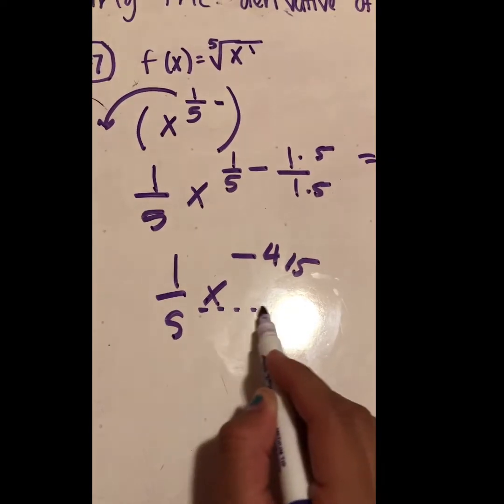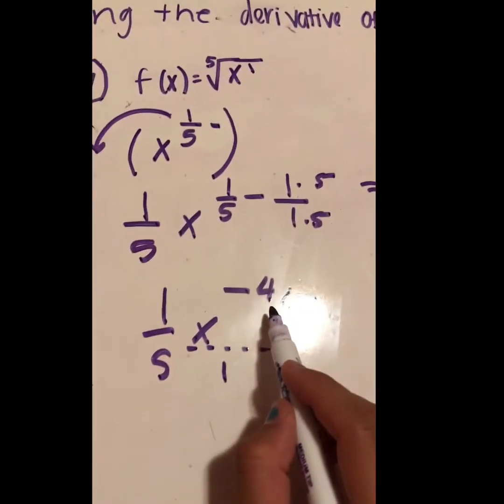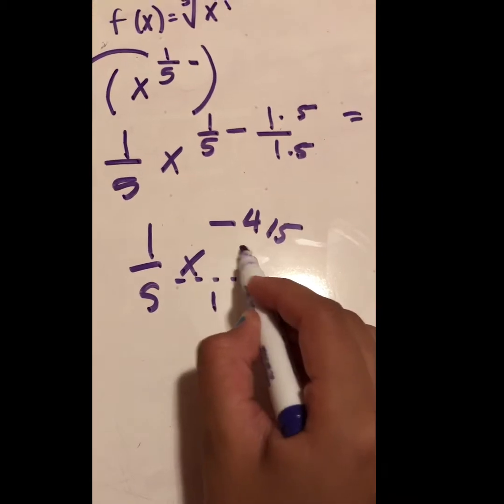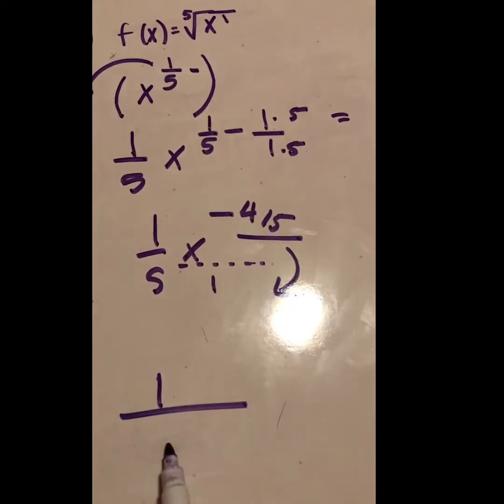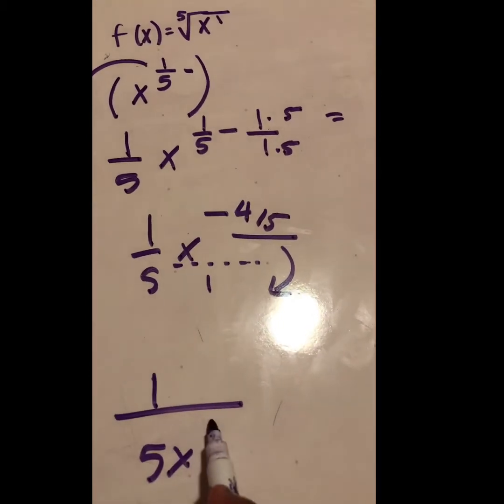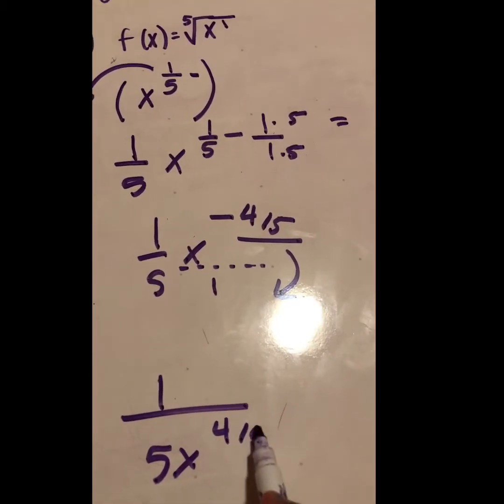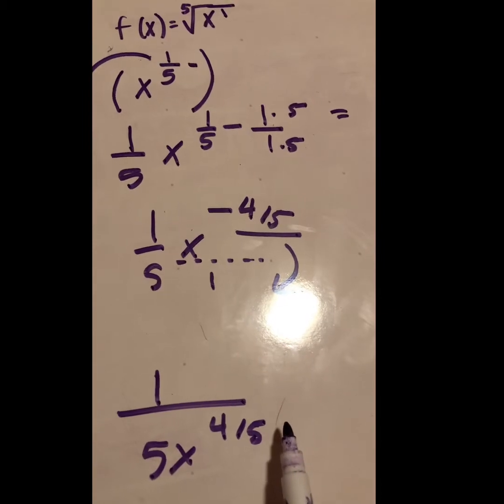And we know that we can't have a negative exponent on top, so we can move this whole term to the bottom, and we would be left with 1 over 5 x to the 4/5. And this would end up being your answer.